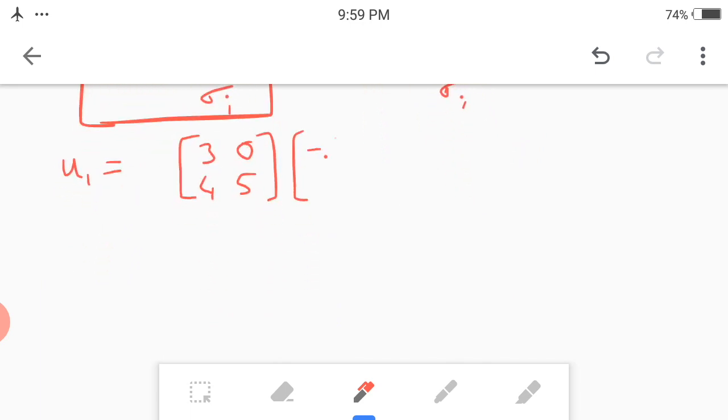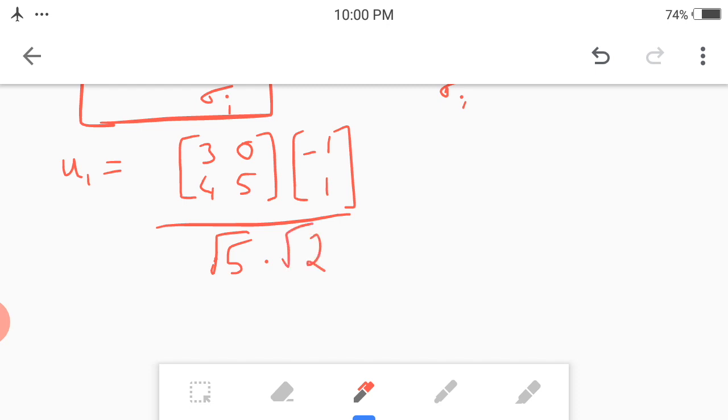So it was minus 1. There is no decimal point. Minus 1 and 1 divided by root 5 into root 2. So what does this give you? 1 by root 10. If you multiply, you end up with minus 3 and 1.